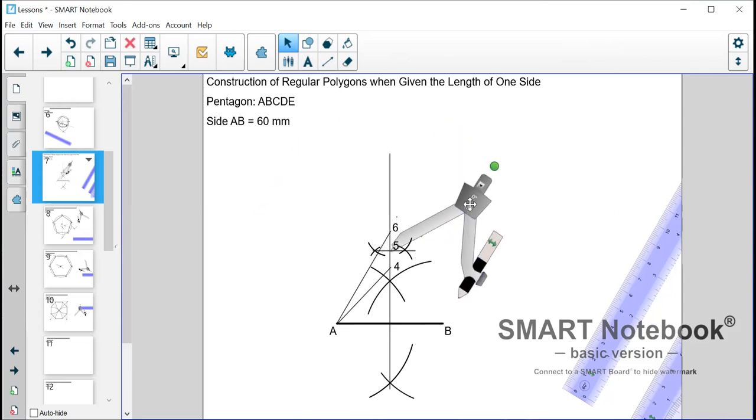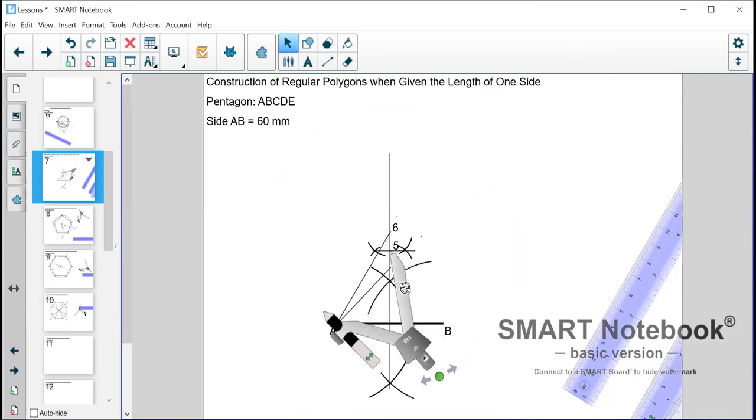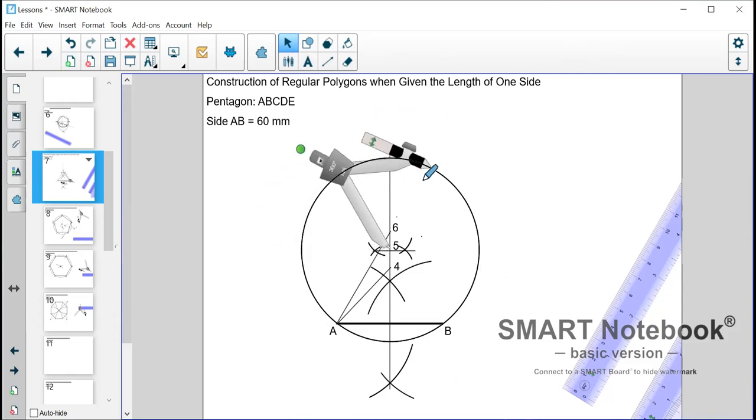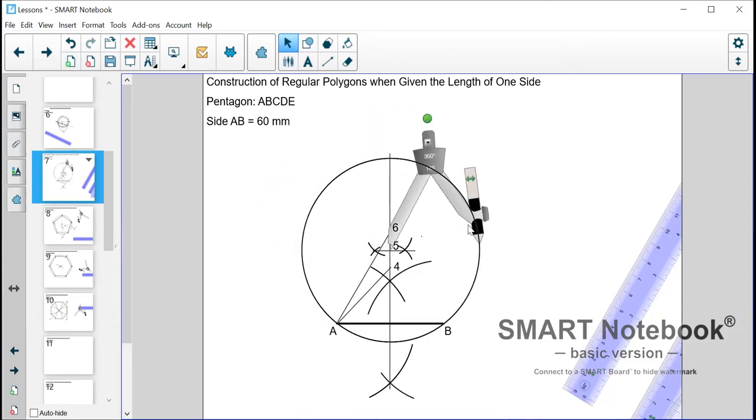circle. Now, of course, I mentioned that you must open the pencil point to A or B, which is supposed to be the same distance, right? B or E, which is supposed to be the same distance, and you draw your circle. All right, you draw your circle.